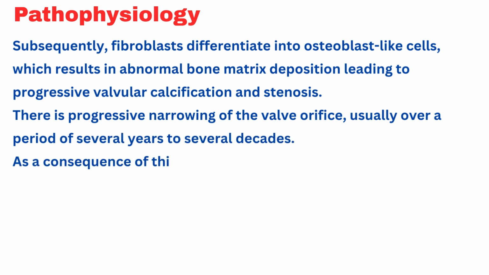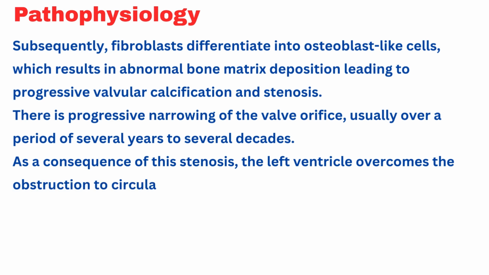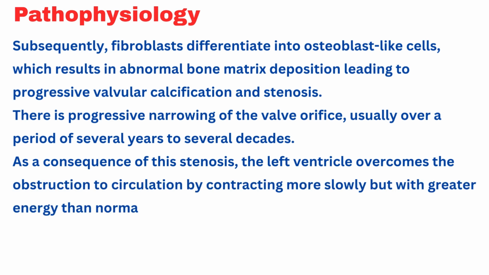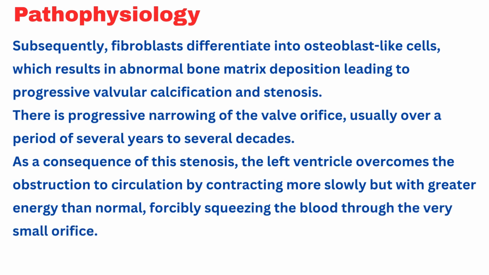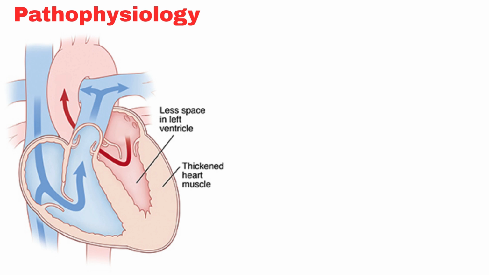As a consequence of this stenosis, the left ventricle overcomes the obstruction to circulation by contracting more slowly but with greater energy than normal, forcibly squeezing the blood through the very small orifice. So, the left ventricle must generate a higher pressure with each contraction to effectively move blood forward into the aorta. The obstruction to left ventricular outflow increases pressure on the left ventricle, which results in thickening of the muscle wall.